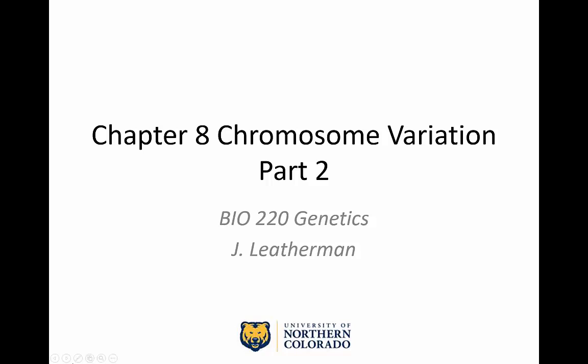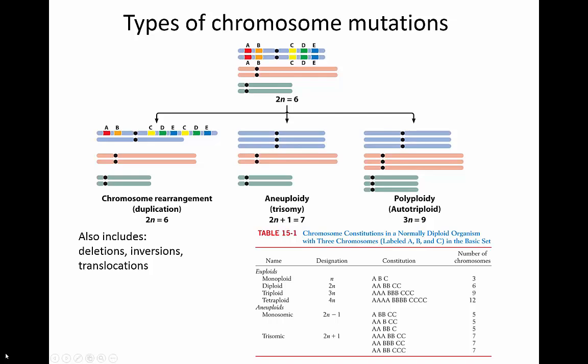This video will be on Chapter 8. This is the second part on chromosome variation. So previously we talked about aneuploidy and polyploidy. In this video we will talk about smaller scale chromosome rearrangements such as deletions, inversions, translocations.